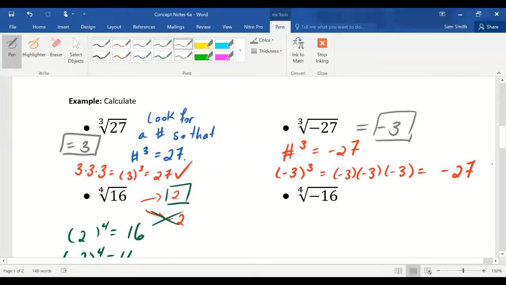Negative 3 to the 3rd power equals negative 27. Remember, odd roots are allowed to be negative. Only even roots must be non-negative.